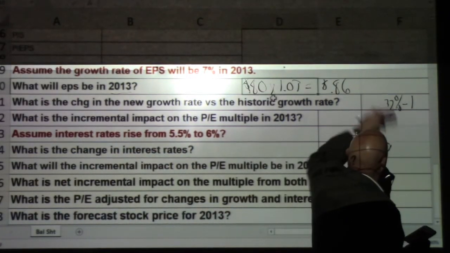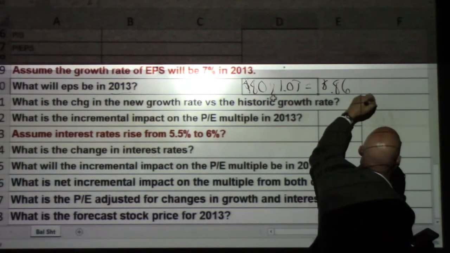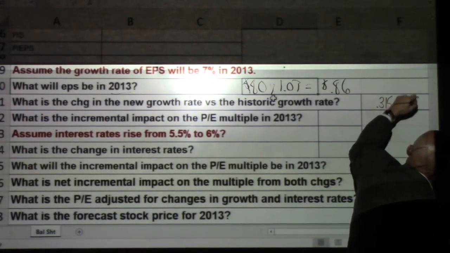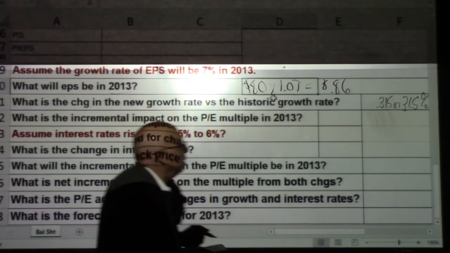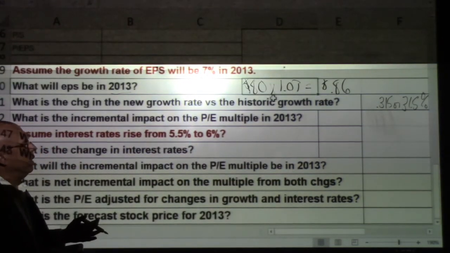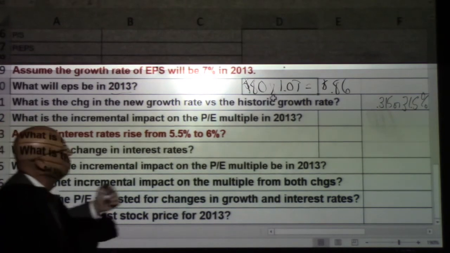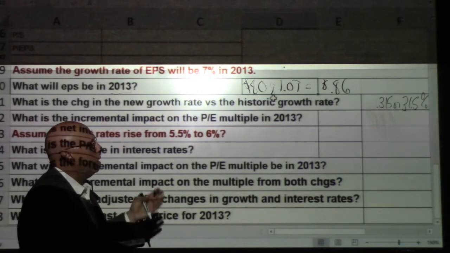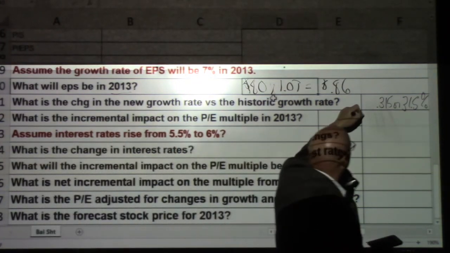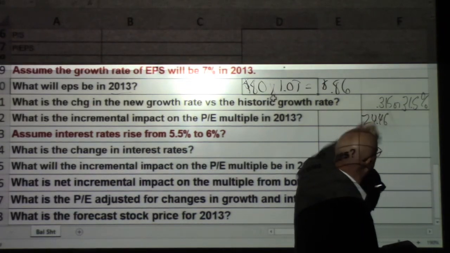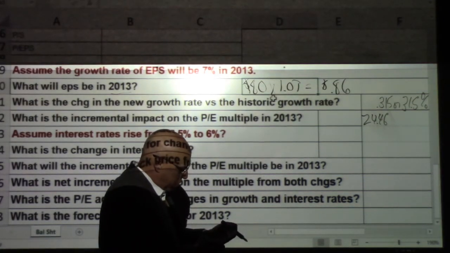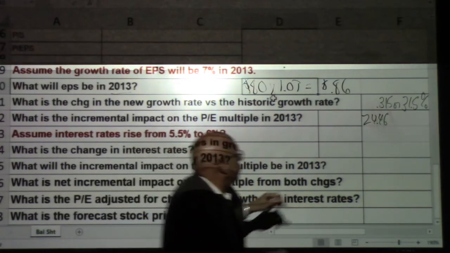So let's erase this and put this right here, 0.315 or 31.5%. Okay, so the new growth rate is 31.5% faster than the old growth rate. So let's multiply that 31.5% by the starting multiple of 24.46. That's the multiple we had, the PE ratio, times 0.315, and we get 7.7.